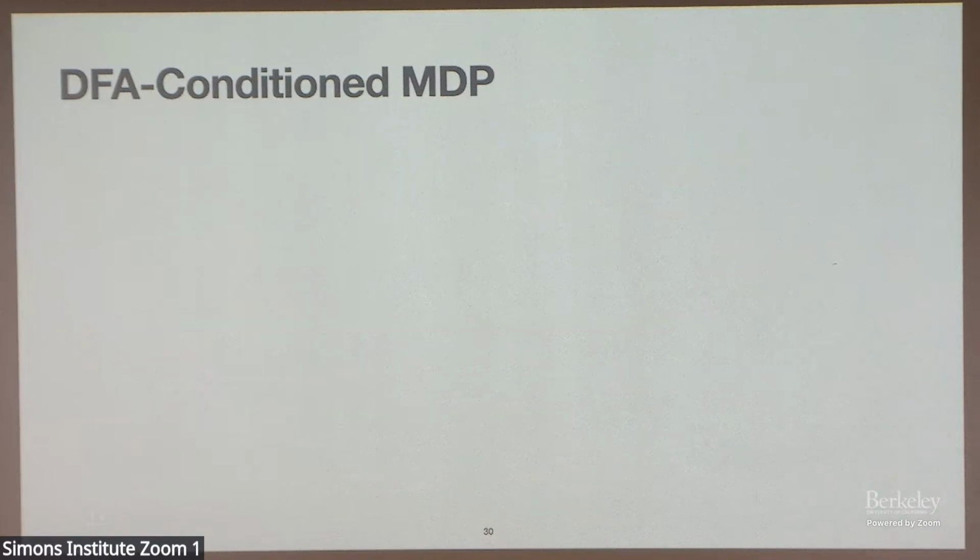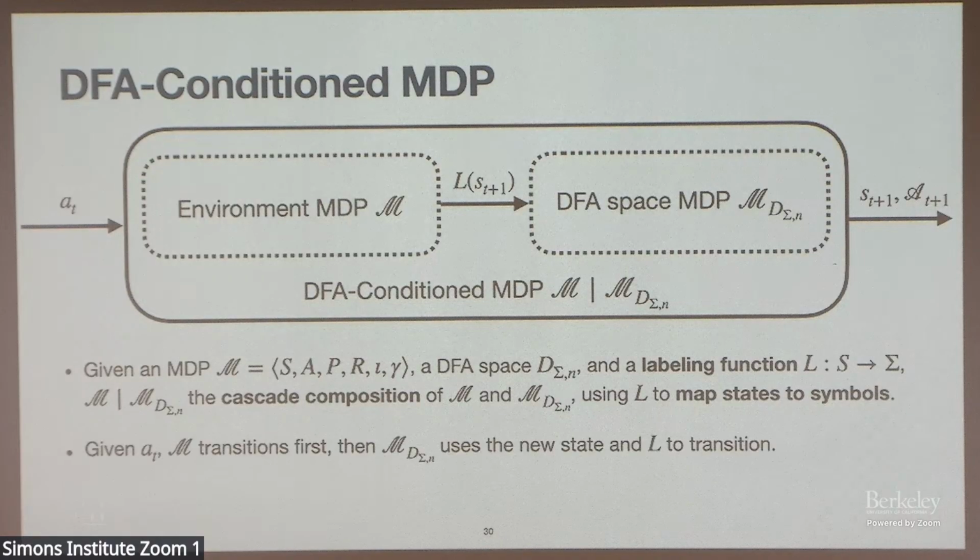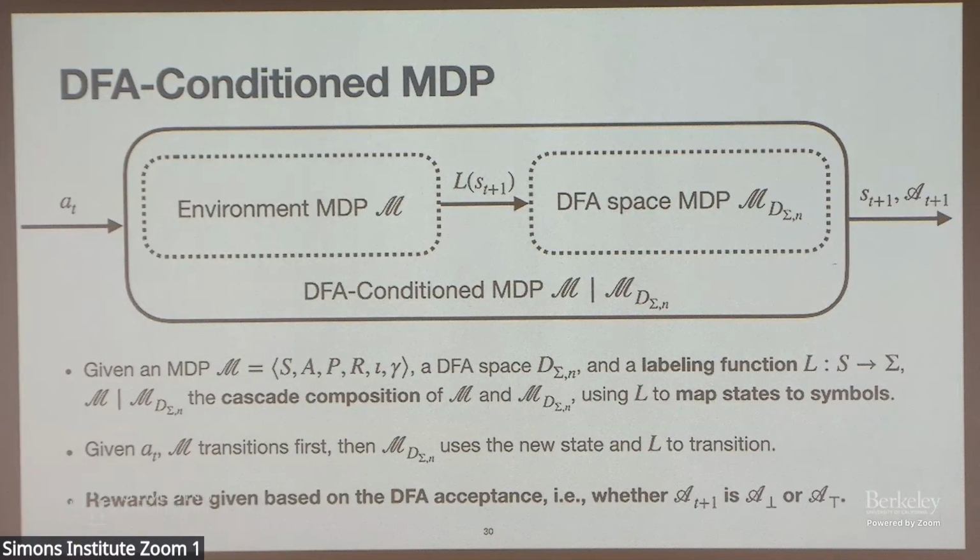So now I can use this deterministic MDP to define a DFA conditioned MDP, where I basically take the cascade composition. You give me an MDP and a DFA space and a labeling function L associating states to symbols. Then I take the cascade composition of these two and use L to map states to symbols. Given an action, we first take a transition in the underlying MDP, get the next state, label that, and use that label to take a transition in the DFA space. And then you reward based on whether or not you're in the accepting or rejecting sinks.